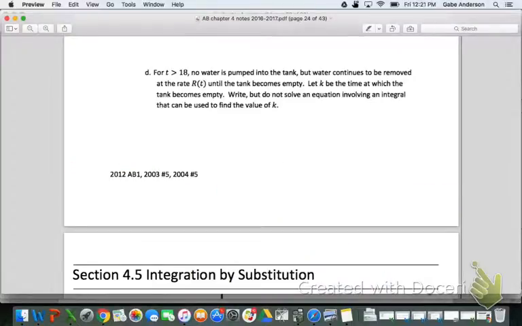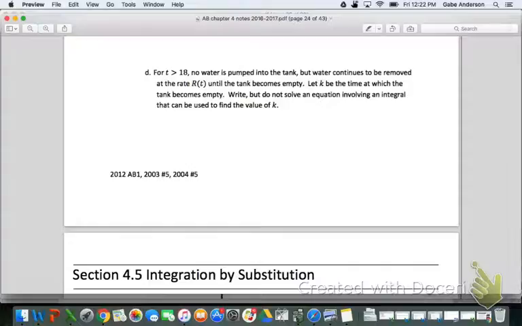I'll read it out loud here. It says, for time greater than 18. So now we're beyond that initial domain. Time has moved past 18. No water is pumped into the tank. So that means that W of T stopped, right? W of T is no more. So no more water is pumped into the tank. But water continues to be removed at the rate R of T until the tank becomes empty. So if you shut off the W and R continues, then eventually the tank will empty, right?